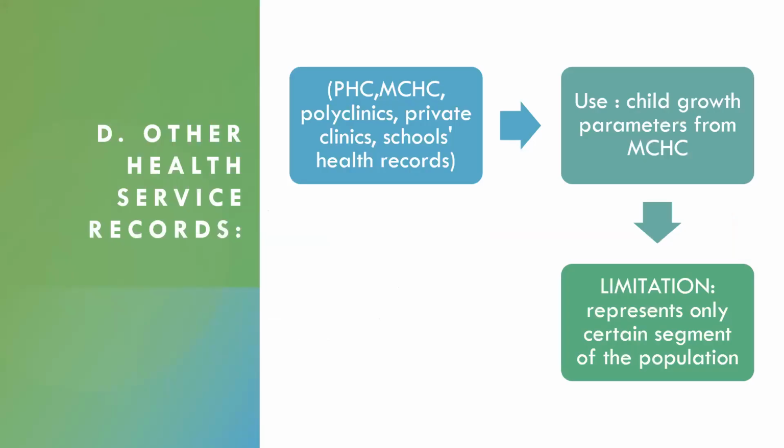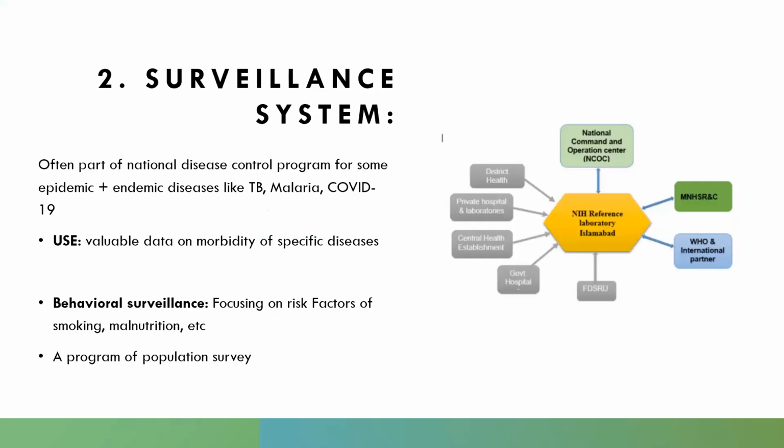Other health service records include the data from the primary health centers, the MCH centers, polyclinics, private clinics, and school health records, and they are used to monitor child growth parameters, for example, from the MCH centers. But the limitation is that they represent only certain segments of the population.